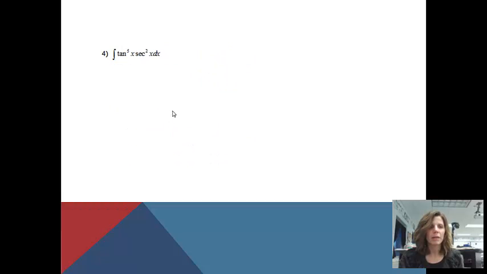Okay, problem 4. You'll notice this one is a big old mess right now. Nothing I can do. I can't use a product rule. I can't separate it because there's no plus sign, so I'm pretty much stuck. On this one, I'm going to rely a little bit on my knowledge of derivatives. I know that the derivative of tangent is secant squared.